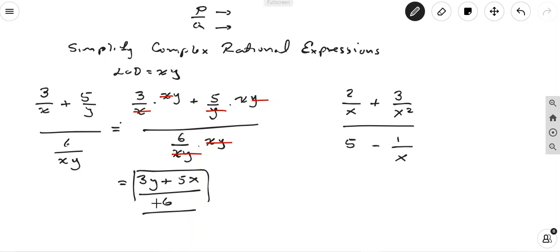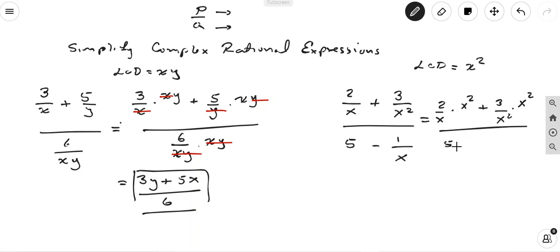We have a similar exercise here now that says 2 over x plus 3 over x squared, over 5 minus 1 over x. Again, the first step is to find the least common denominator. This least common denominator is x squared, so now we're going to multiply all my expressions by x squared. So I say 2 over x times x squared plus 3 over x squared times x squared, over 5 times x squared minus 1 over x times x squared.